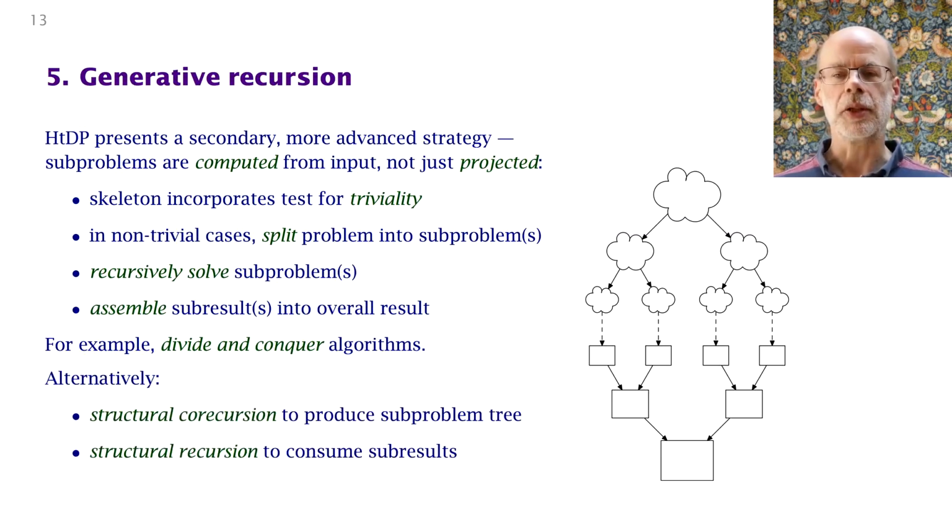But another way of looking at this pattern of computation is that it's about a structural recursion to grow a tree of subproblems, followed by a structural recursion to consume the results of those subproblems. So we start off with our initial problem, we break it down into smaller and smaller problems until we get to the leaves of a tree, which are trivial subproblems. We solve those, and then we can solve bigger and bigger subproblems until we get the overall solution. So it's a combination of the two patterns students will already have seen, structural recursion and structural co-recursion.